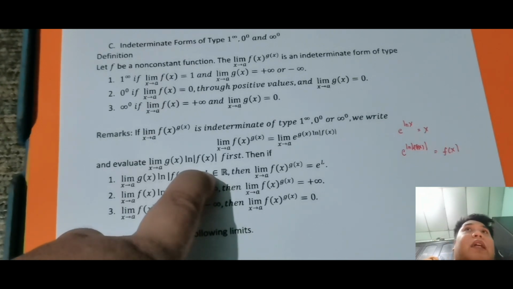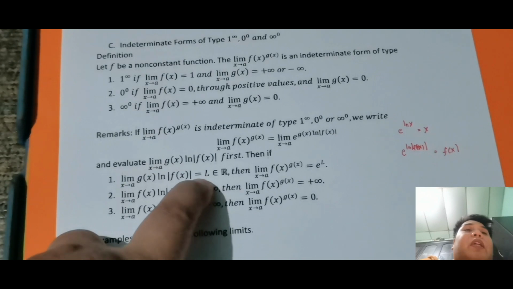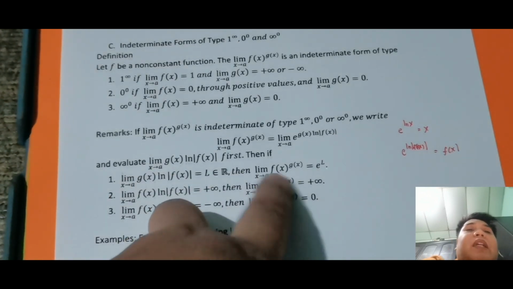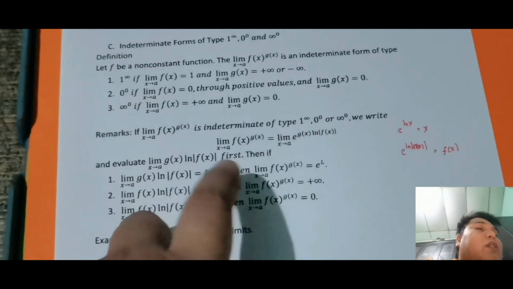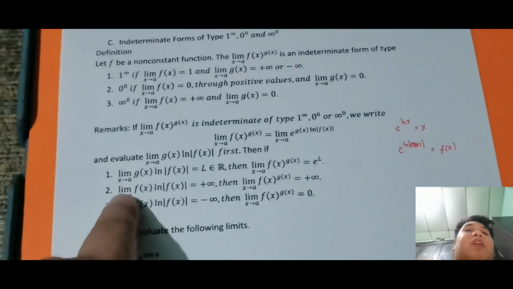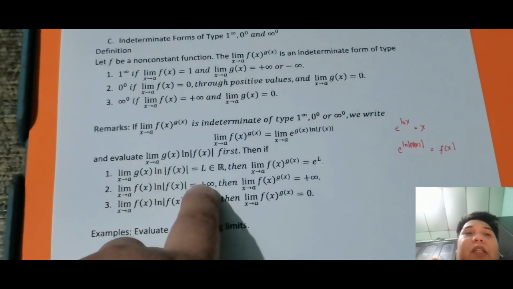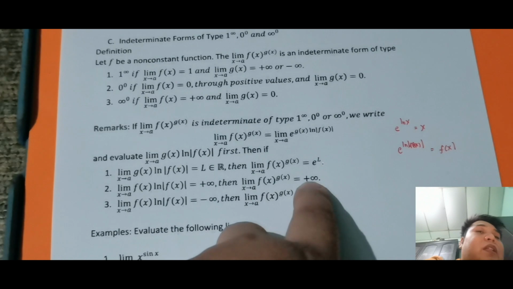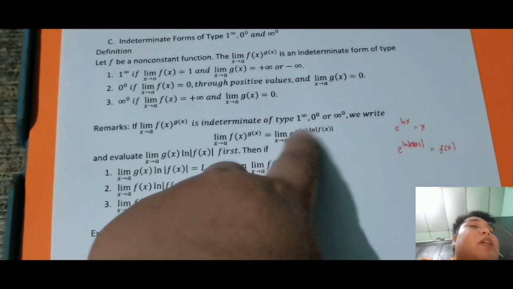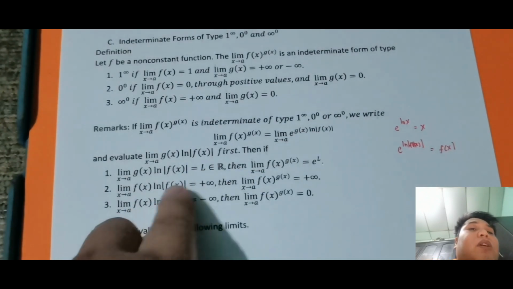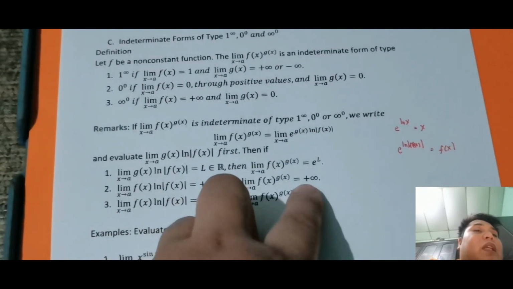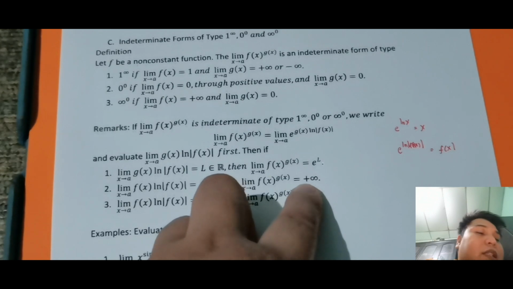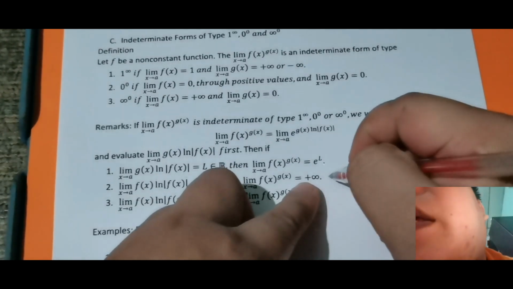Hindi infinity, hindi negative infinity, or hindi 0 from the right or 0 from the left. Ang gagawin natin, ang magiging sagot lang natin is e raised to L, or yung e raised to doon sa number, kasi e raised to something yung ginawa. Now, if yung limit ng g of x ln of f of x is positive infinity, ang sagot natin is positive infinity, kasi magiging e raised to infinity siya. So again kung positive infinity, that is e raised to positive infinity. So e raised to infinity, that is infinity. Okay, ito yung galing sa e raised to infinity.